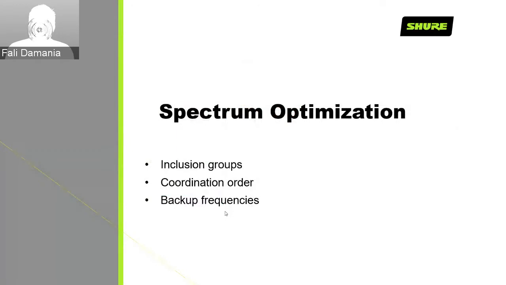Let's talk now about spectrum optimization. This includes a few features. One is inclusion groups. Next is the coordination order. And next is backup frequencies.